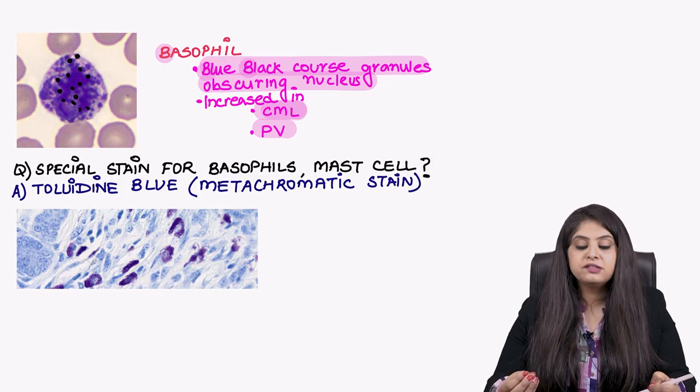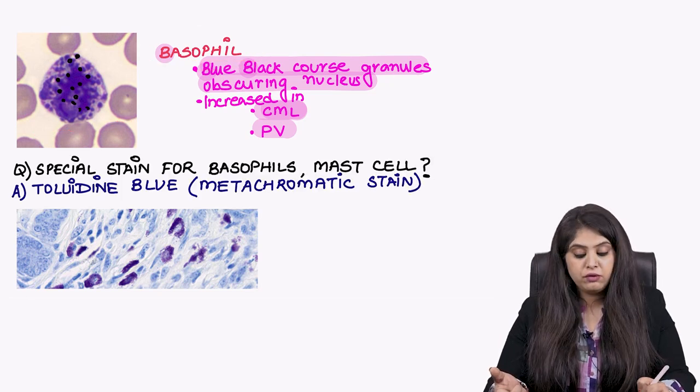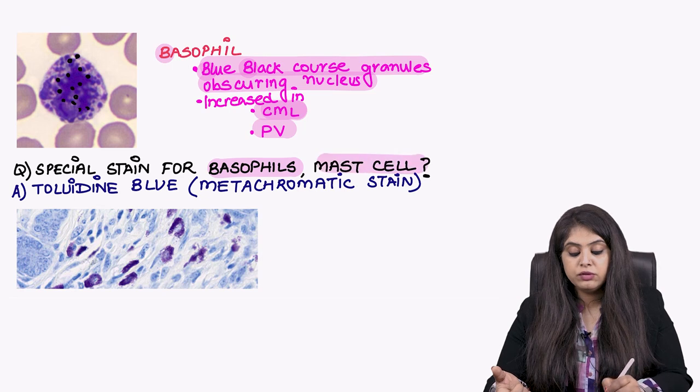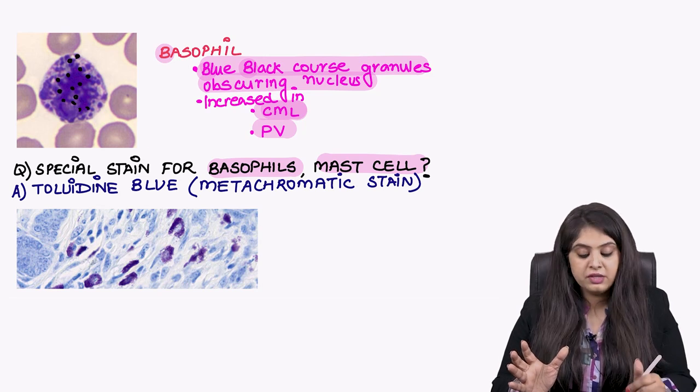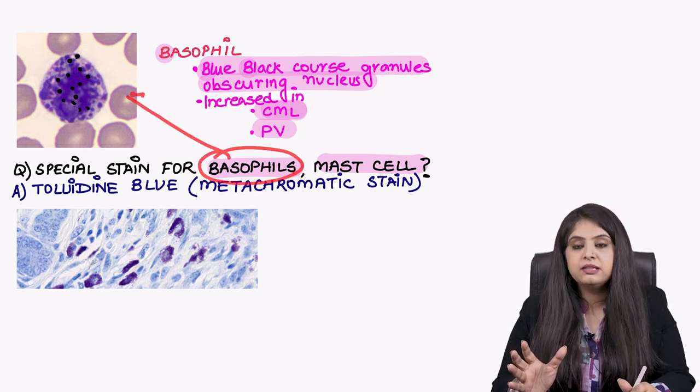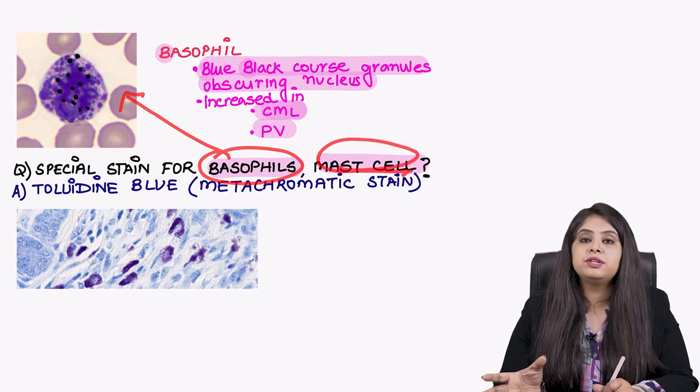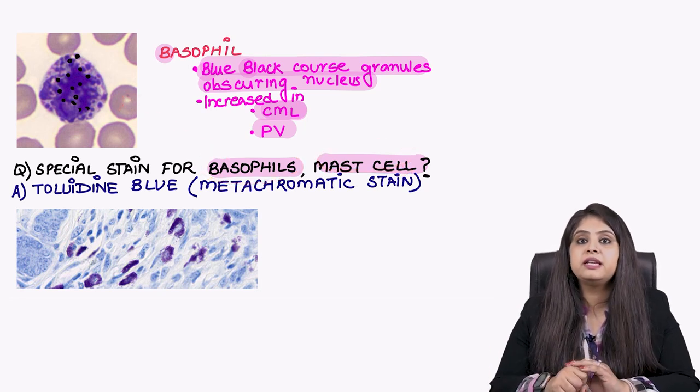So is there a special stain that we have for basophils? Not just for basophil, the same goes on for mast cells also. Mostly, you know, basophil and mast cells are said to be cousin brothers. Basophil is something that you're finding in the blood. Similar cousin brother of it is mast cell, which you find in the skin and the tissues.